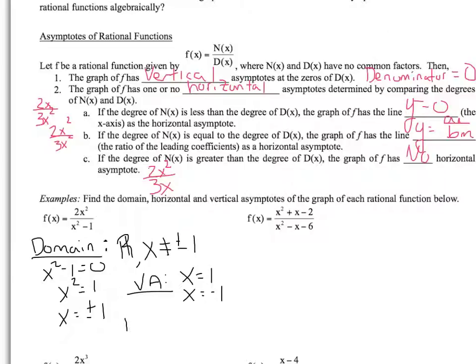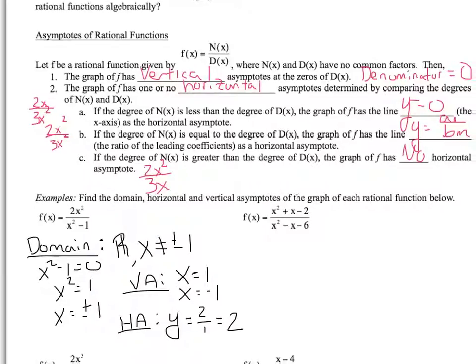And finally, for the horizontal asymptote, we had to compare the degrees of the numerator and the denominator. I see the highest power in the numerator is squared. The highest power in the denominator is squared. Since they are equal, it's rule 2B. When they're equal, what you do is you divide the leading coefficients. So in this case, the leading coefficients are 2 and 1. So my horizontal asymptote will be y equals 2 over 1, which is just 2.